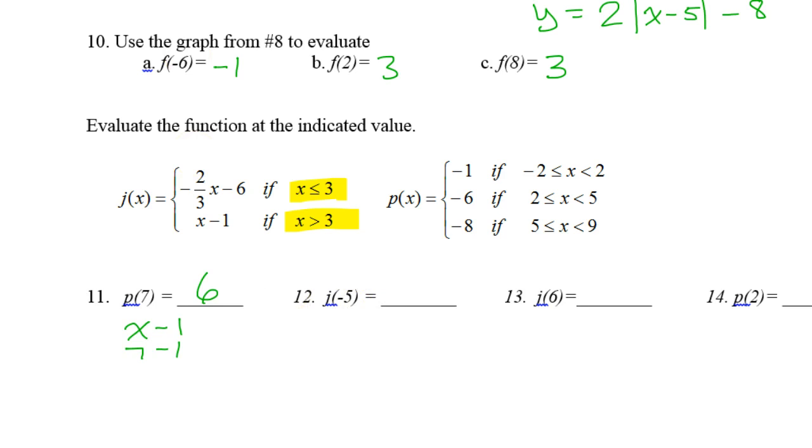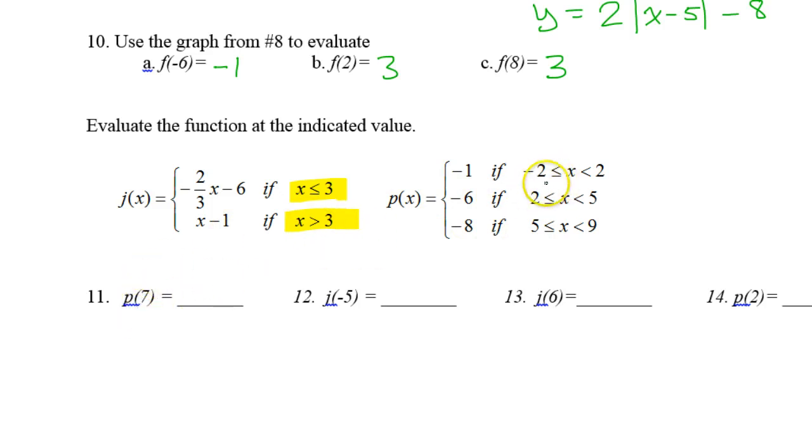You know what? I just messed up badly. Here's what I did wrong in my haste. You have to pay attention to the letters. This is function j, this is function p. So because this is function p that's being mentioned, I need to do this function over here. So let's redo that.